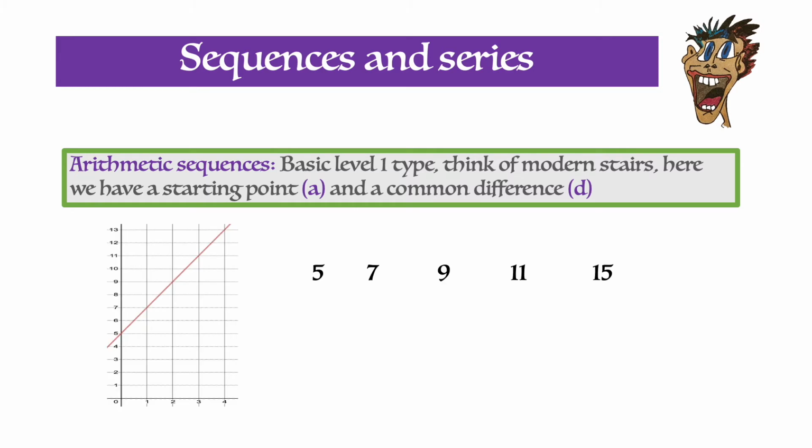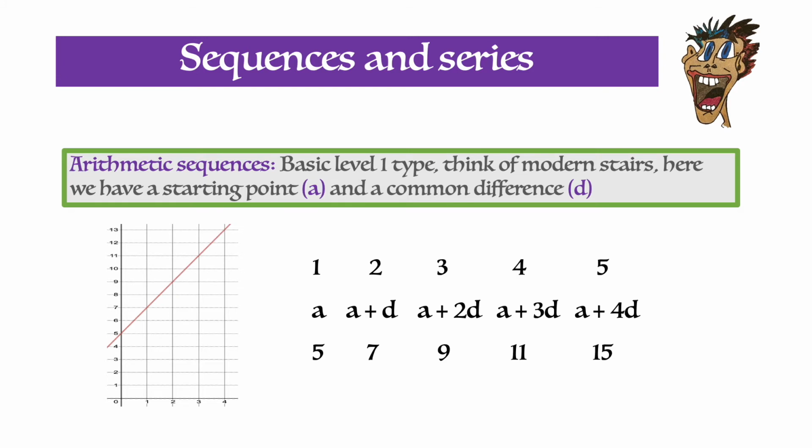That's an example here of 5, 7, 9, 11 and 13. Let's first of all put the terms above, 1, 2, 3, 4, 5, and let's squeeze between those the actual formula, the algebraic: a plus the first difference, and a plus 2 lots of that difference, etc.